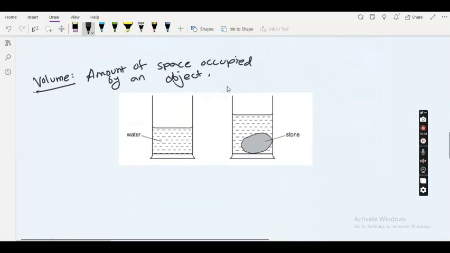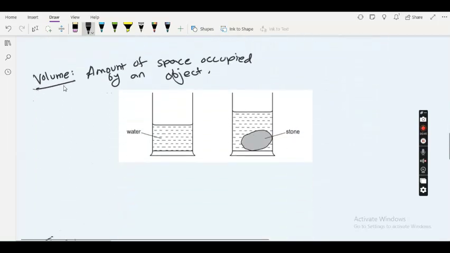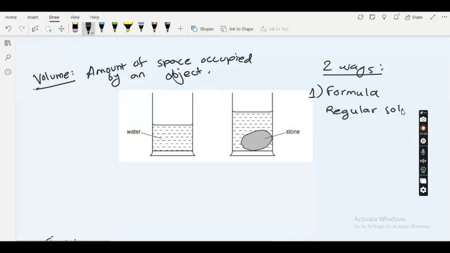Okay, now moving on to volume. The volume is the amount of space occupied by an object. And you can find out the volume using two ways. The first is you can use a formula, but that only works for regular solids, like a cube, a cylinder, etc. Or number two, you can use a measuring cylinder to measure the volume.